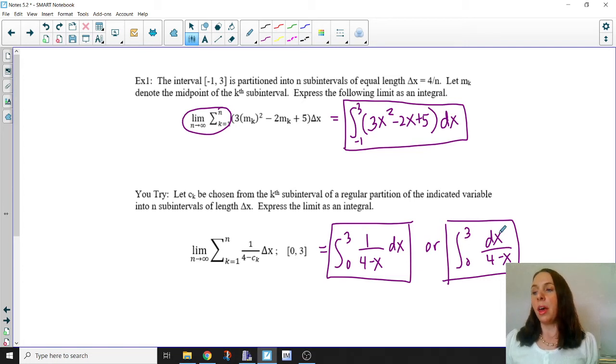Now, rewriting Riemann sums as integrals can get more complicated. There are some more complicated examples that we will see in some practices, but right now we're just talking about basics, and so just enjoy this while it lasts.